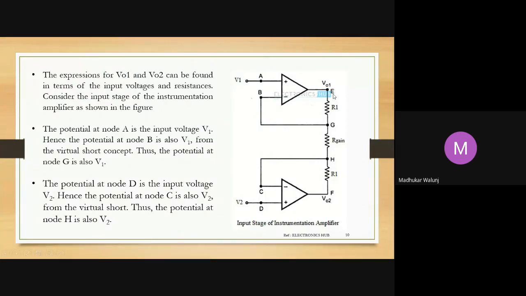We are saying it as E. Then the resistor R1 is a feedback resistor. There is a point named G, which is above R gain. Below R gain, we have a point H, and point C is the inverting terminal. The output VO2 is considered as point F, and V2 is point D. So don't get confused with these points. Let's look here. The input V1 is connected to the non-inverting terminal, and the input V2 is connected to the non-inverting terminal.